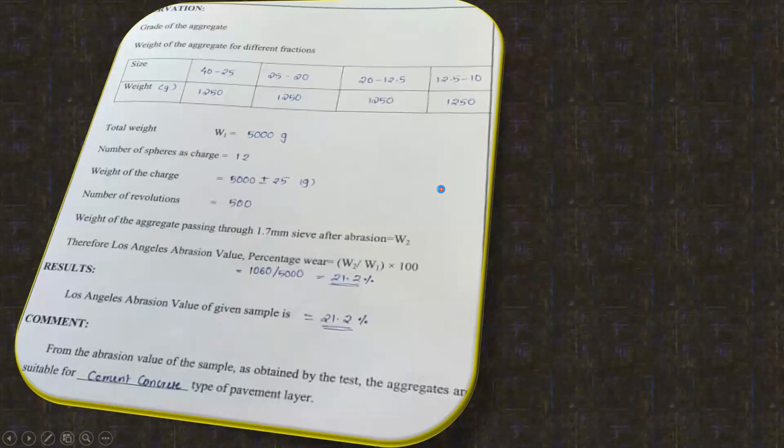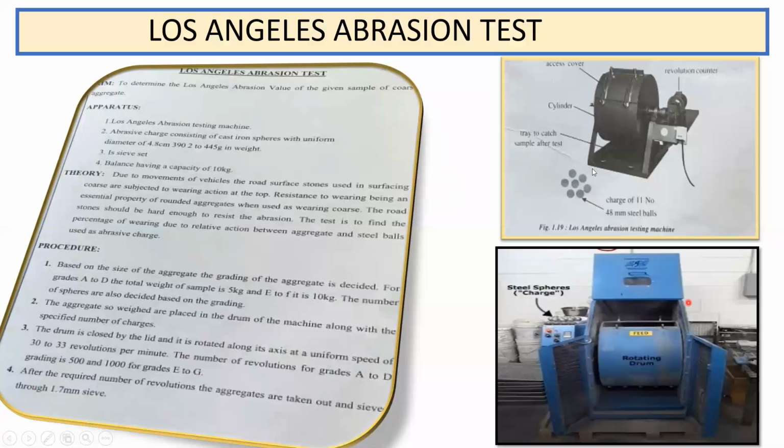That means after doing the test, that is after rotating, let me go back. I've taken the aggregate, I've put it into this, I've done 500 revolutions. Once I've done 500 revolutions, what is going to happen in the process is that your aggregates are going to collide with each other and with the steel balls. As a result, you are going to get some powder particles, due to the abrasion and the attrition.